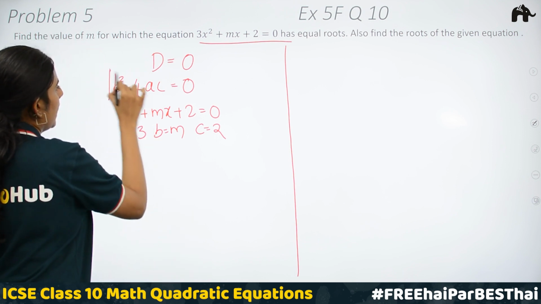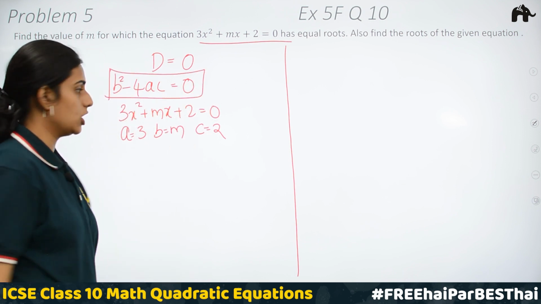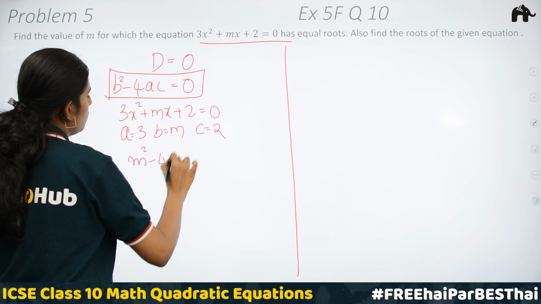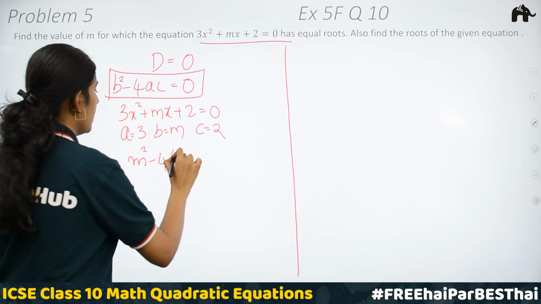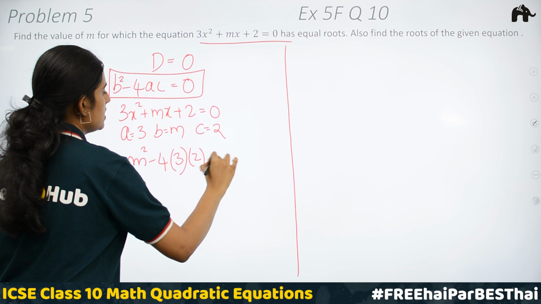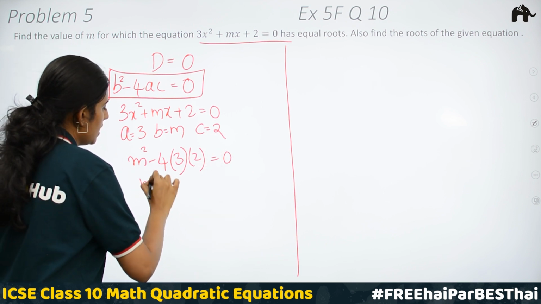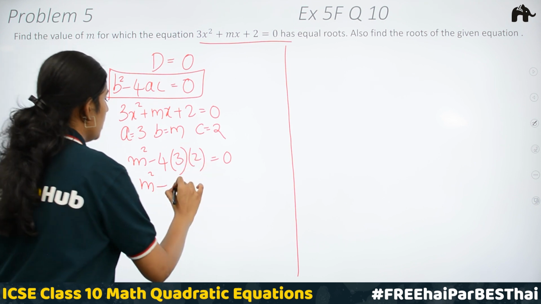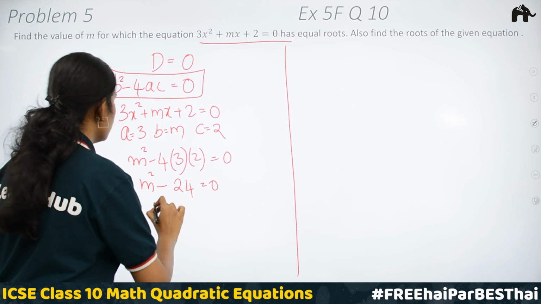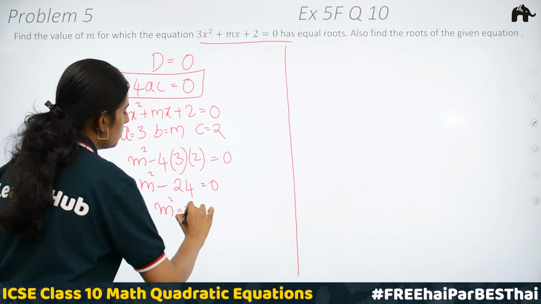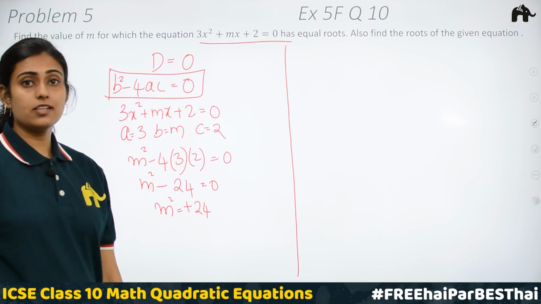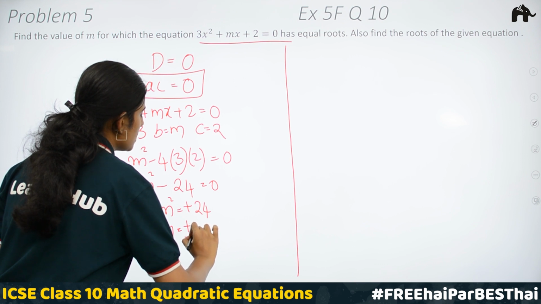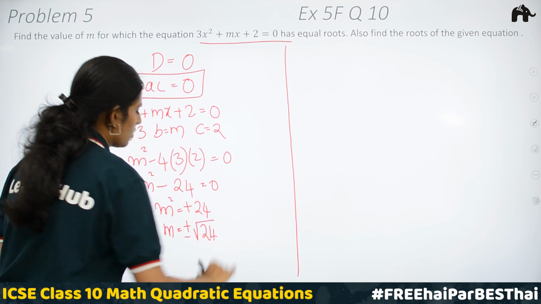Now substitute a, b, c in this equation. b square, that is m square, minus 4 into a, where a is equal to 3 and c is equal to 2, is equal to 0. m square minus 4 into 3, 12. 12 into 2, 24. m square minus 24 is equal to 0, which means m square is equal to 24. Then what are the values of m? m should be equal to plus or minus root of 24.